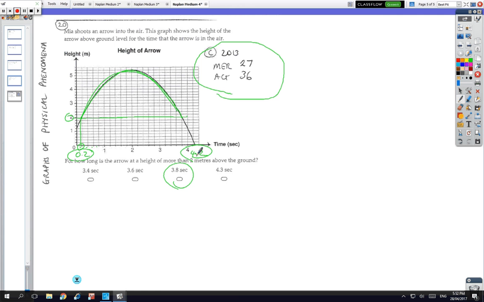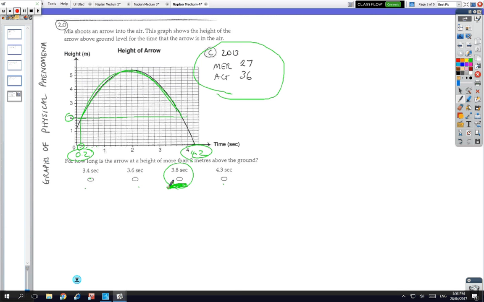Okay, 4.2. They're not all like that one's too small, that one's too small, that one's too big. I'm going to say that that's the right answer, given the diagram as it was.